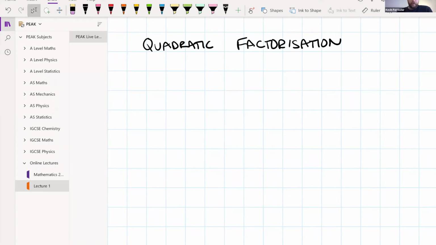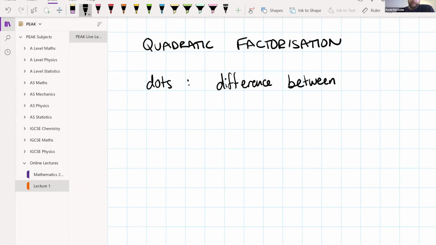So some of you may have heard of DOTS. Okay, and what DOTS represents is the difference between two squares, or difference of two squares. Let's go with that. That would be DOTS, and that doesn't have the same ring as DOTS does. The difference of two squares.